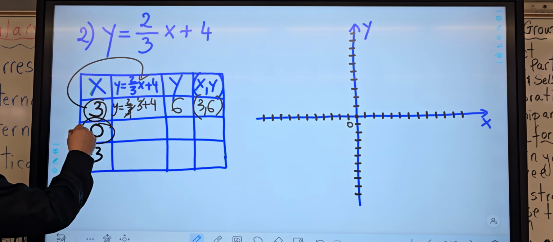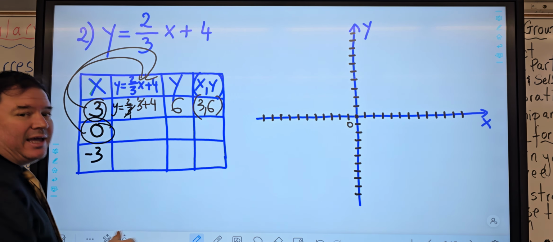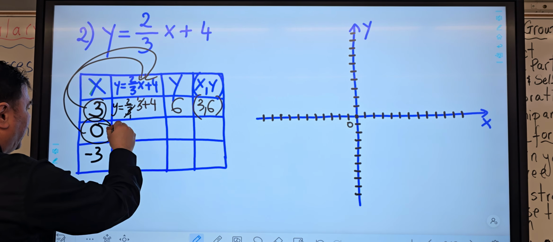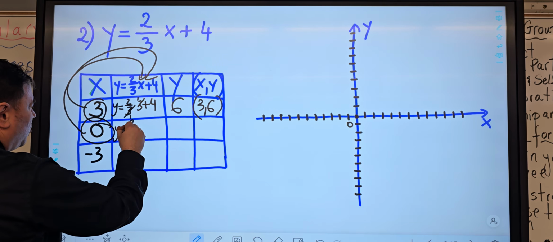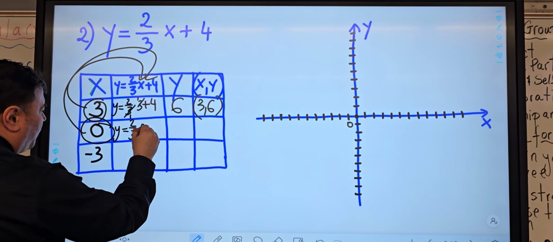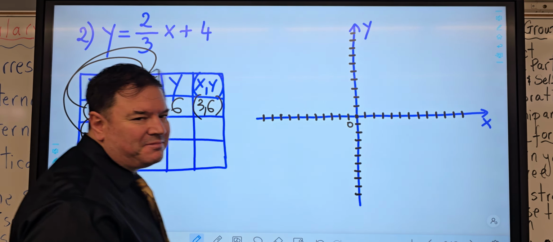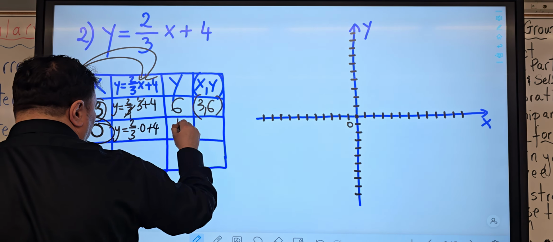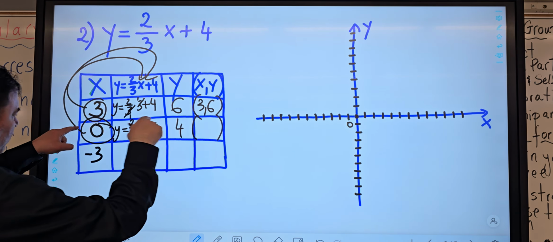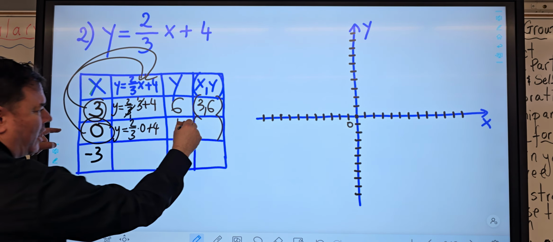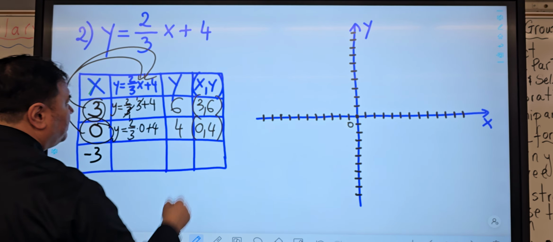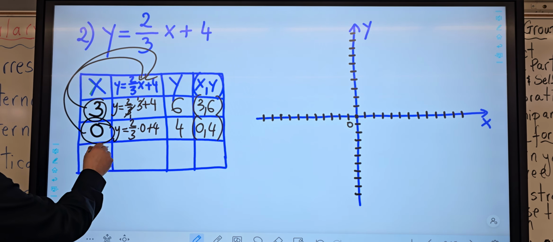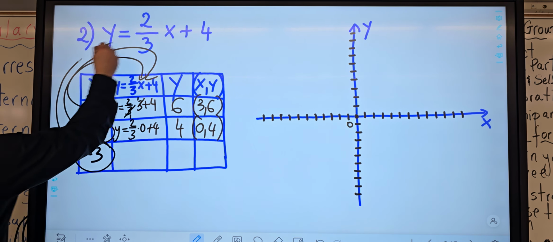The same thing with 0 now. We are going to plug in 0 for x. And we are continuing the process. Y equals 2 over 3 times 0, don't forget, plus 4. And again, anything times 0 is 0, and 0 plus 4 is 4. And the ordered pair is when x equals 0, y equals 4. 0, 4.